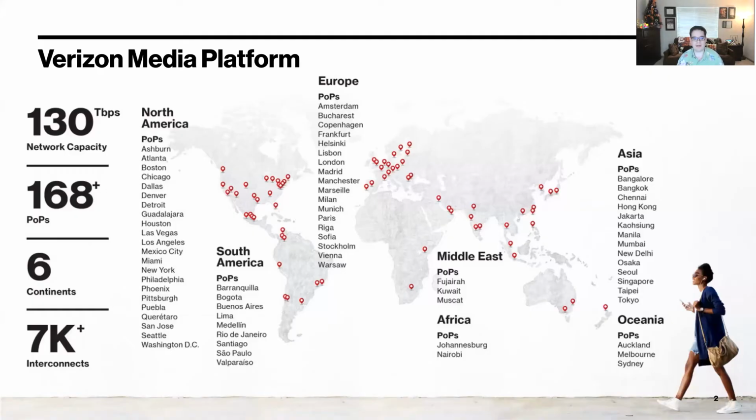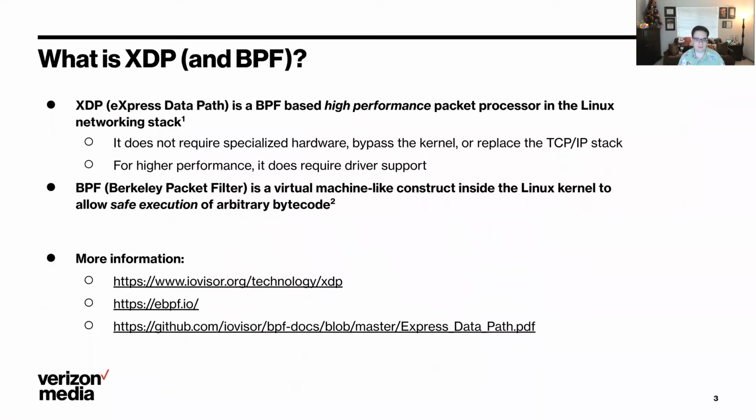As a little bit of background, Verizon Media Platform is a content delivery network, and the performance and kernel engineering group looks to improve the efficiency of these servers spread across the edge of our network. For us, XDP is a tool that allows us to add optimizations into the Linux kernel to improve the efficiency of those servers. For those unfamiliar, XDP is the Express Data Path and is a BPF-based high-performance packet processor.